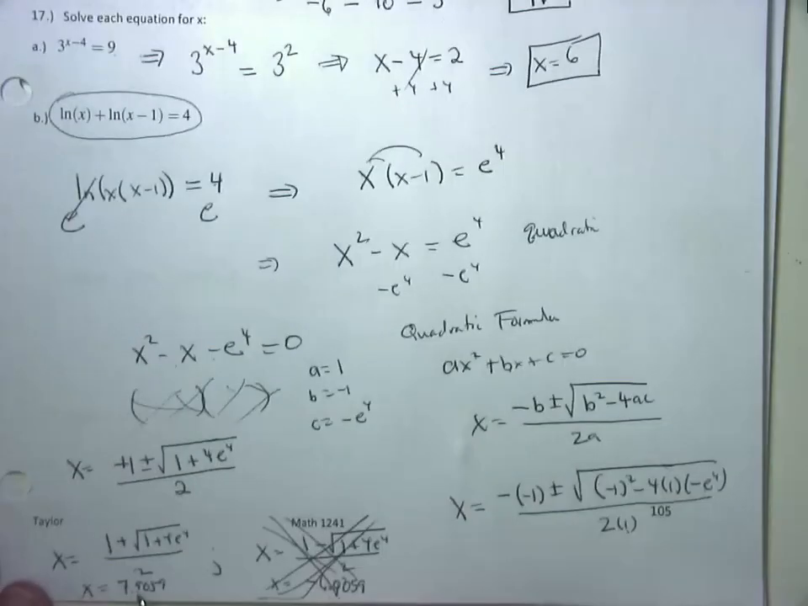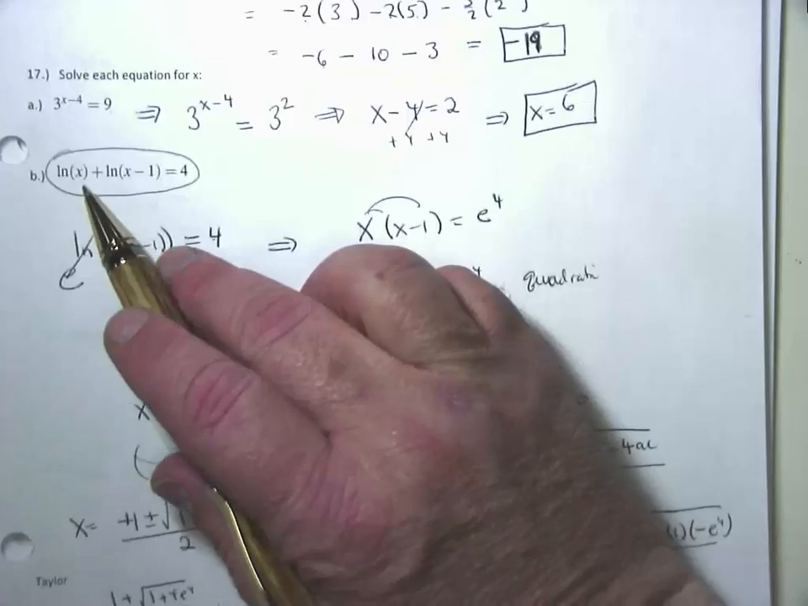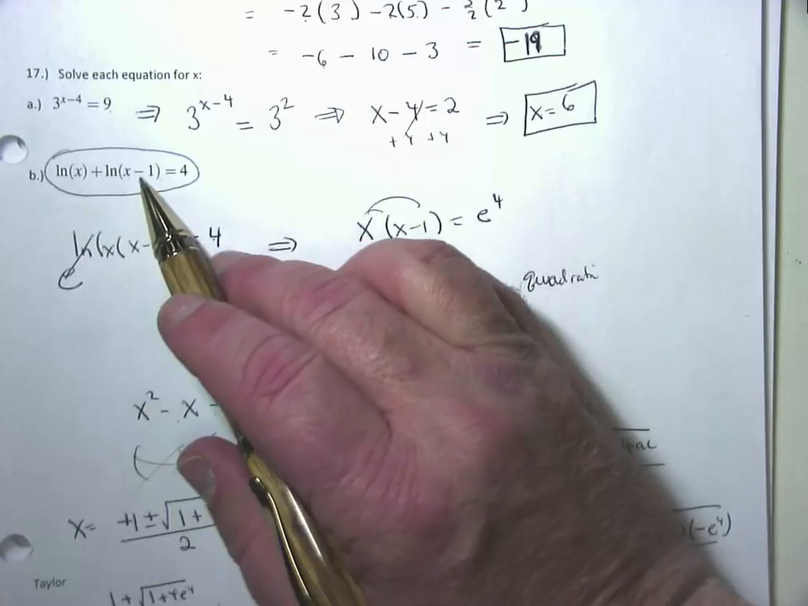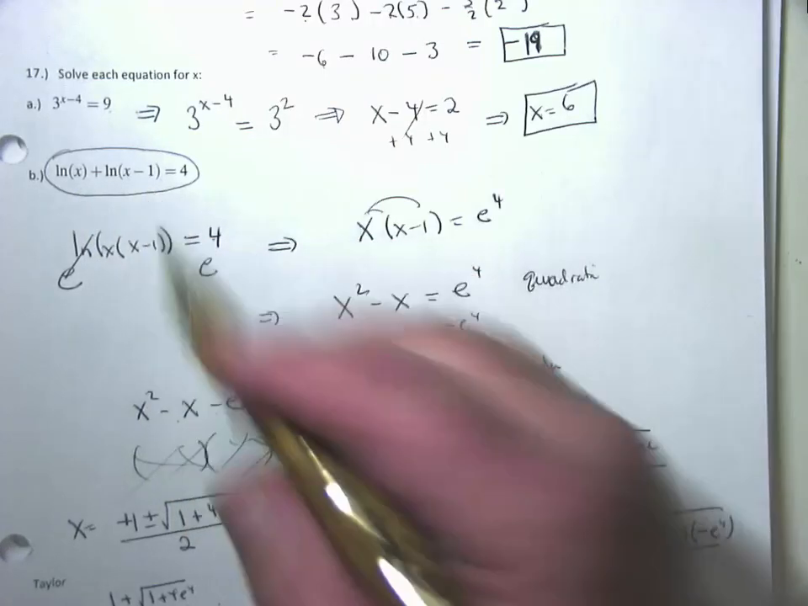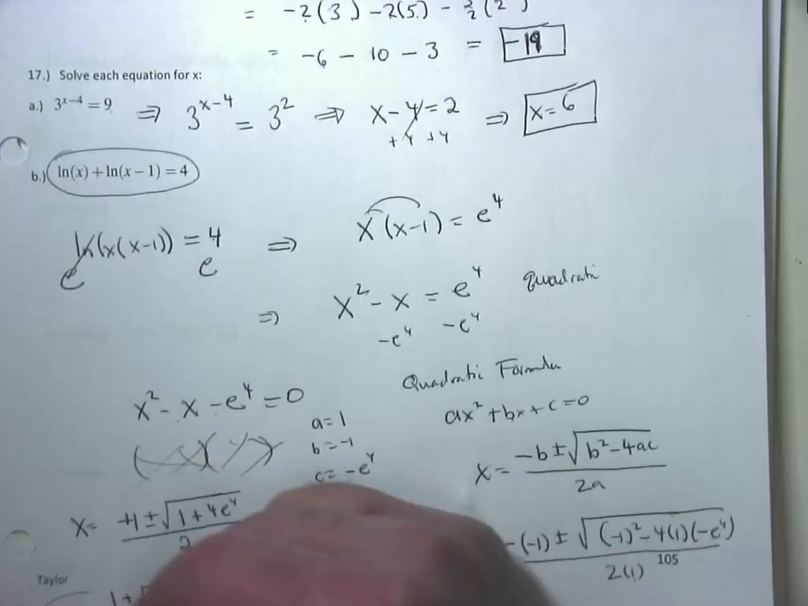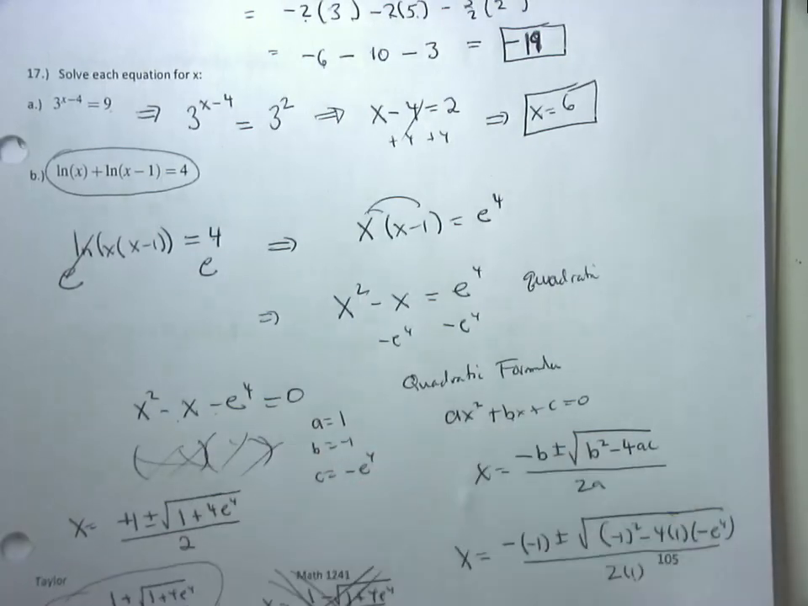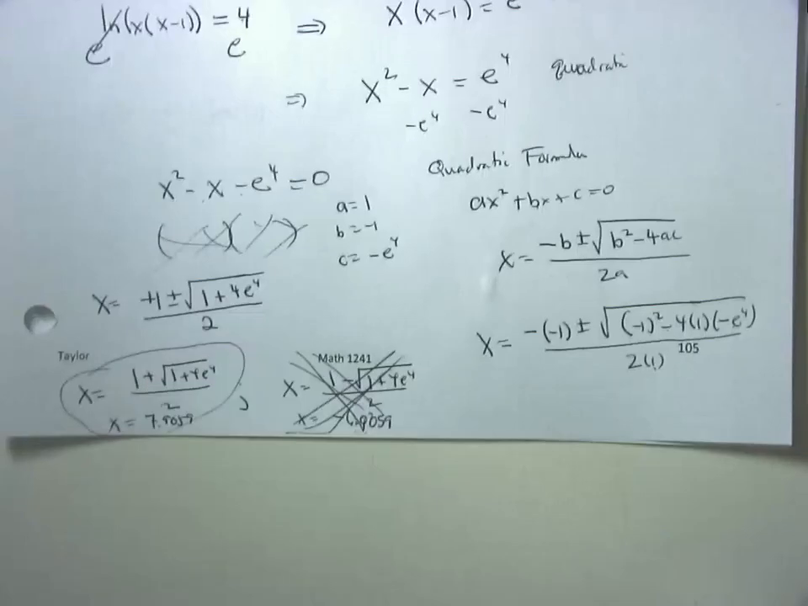But 7.9 is good. Natural log of 7.9, that's nice and positive. 7.9 minus 1 is 6.9. That's nice and positive. This is the answer, and there's only one answer. It is 1 plus the square root of 1 plus 4e to the 4th divided by 2. Classic quadratic formula on nasty stuff. Does that make sense?